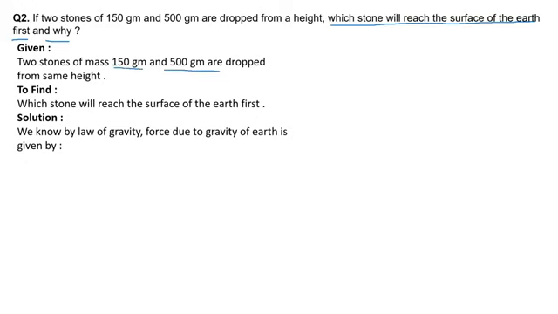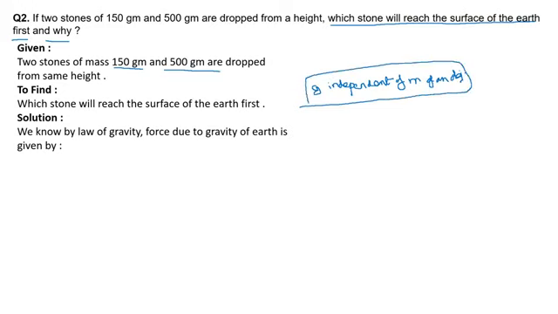So we saw that when we drop two objects from a certain height, they will reach the earth at the same time because small g is independent of the mass of an object. Okay, so you should always keep this in your mind. They will definitely come with the same speed and touch the ground almost at the same time.